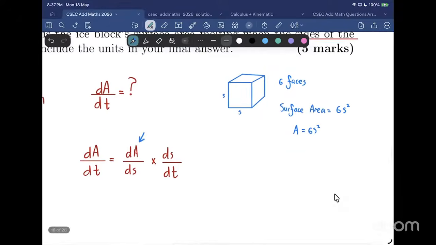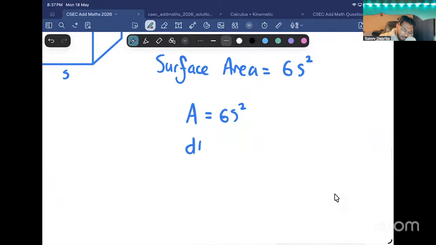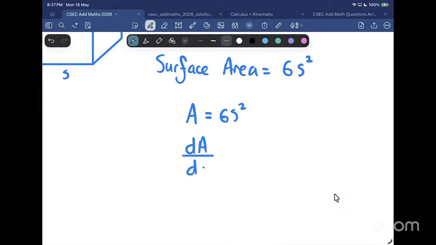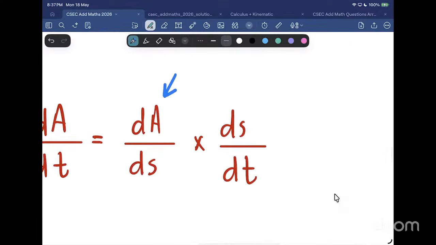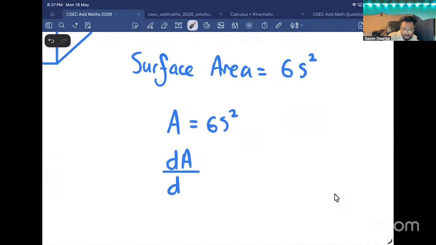Okay. And we need to find the DA/DS. Yes. So I'd have to differentiate area with respect to what? So we're going to differentiate.